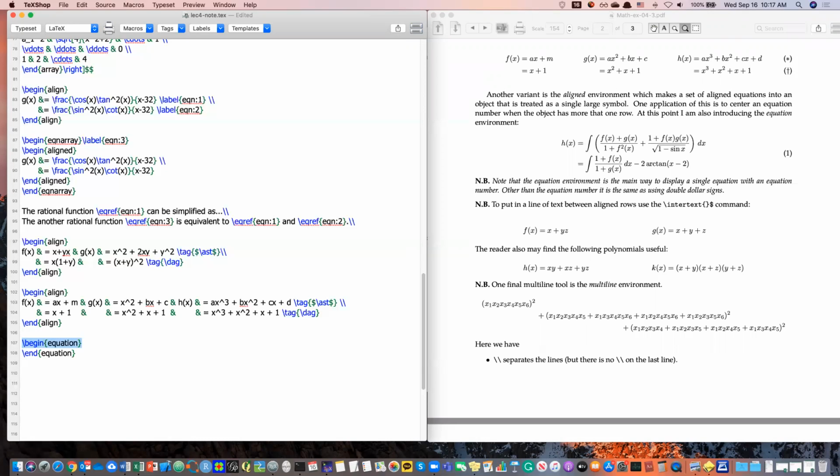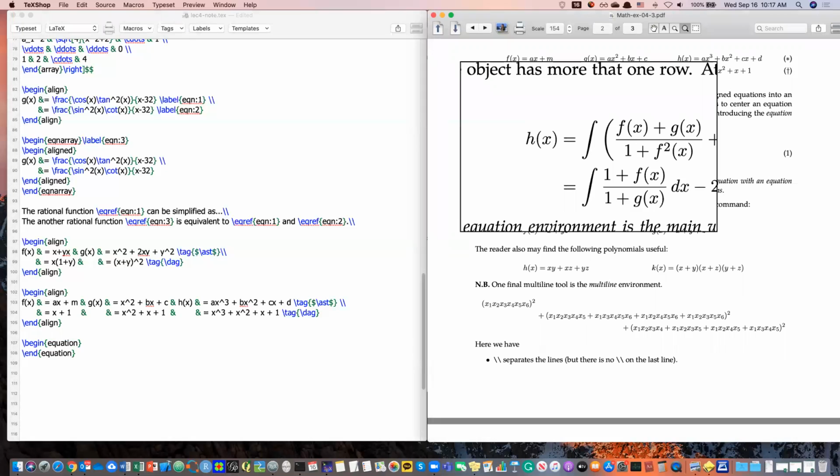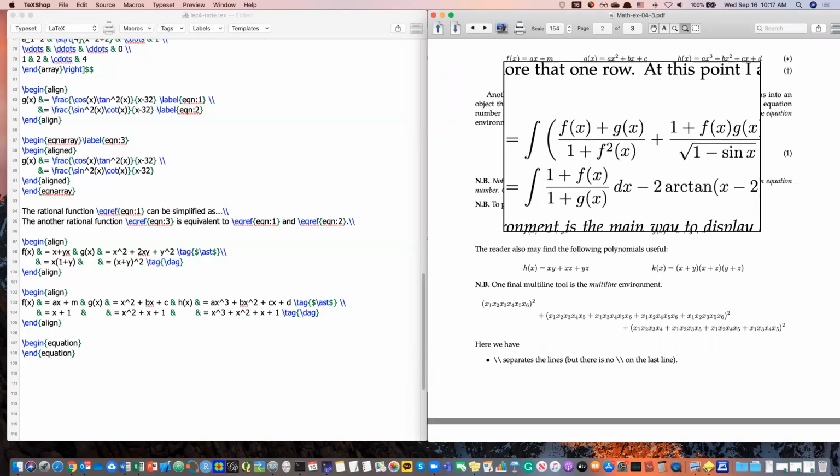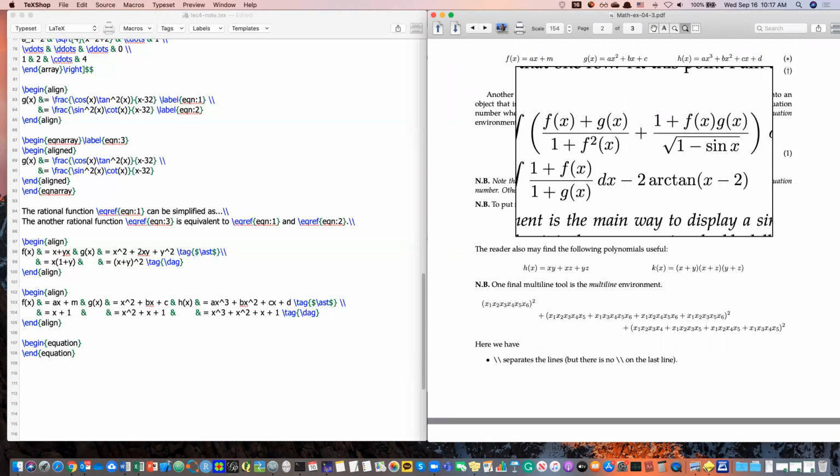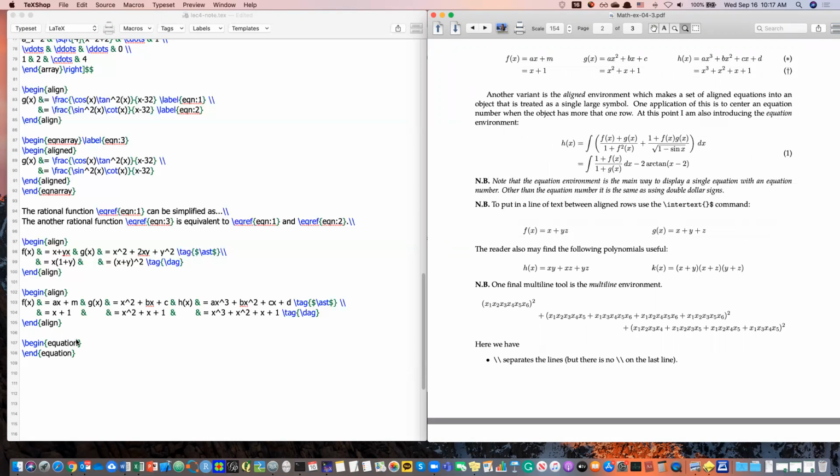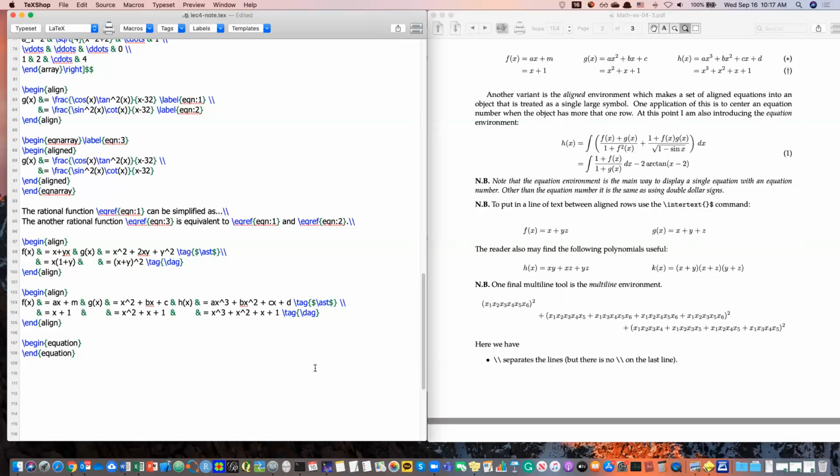Right? But as you can see here, this one, two, if you want to treat the two lines, multi-lines, as one single math expression, you have to use aligned, okay, not equation. Now, next one.